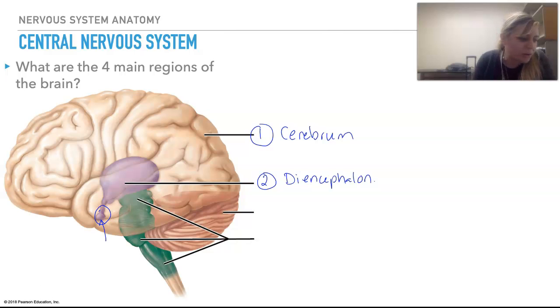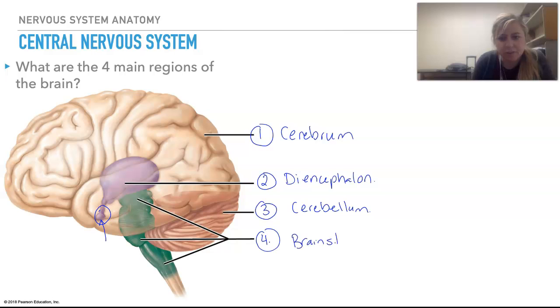The third part of the brain here is the little brain, and you saw that pretty well in the video. This is the cerebellum. And so it sits underneath the occipital lobe at the back of the brain here. And then the fourth major region of the brain is called the brain stem. And the brain stem has three components to it: the medulla oblongata, which is down here, the pons, and then the midbrain, and we'll take a look at what each of those structures does.